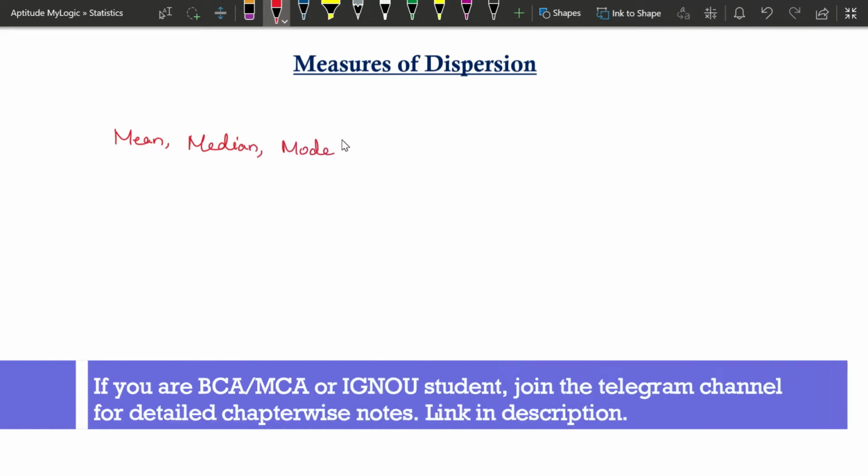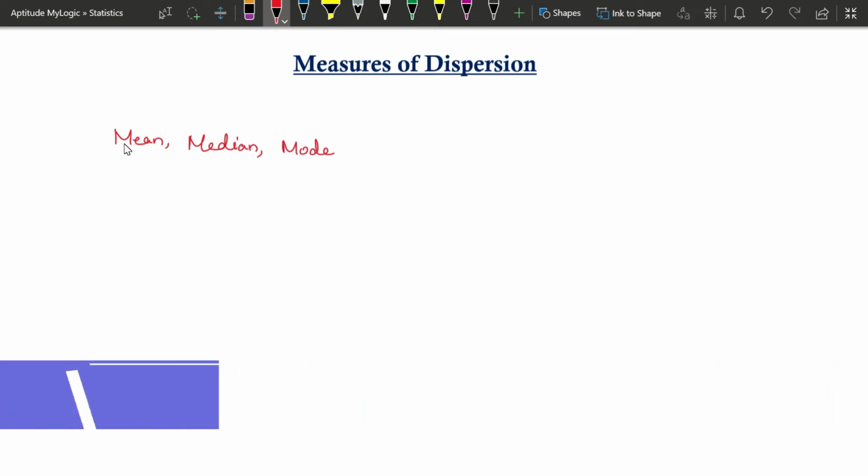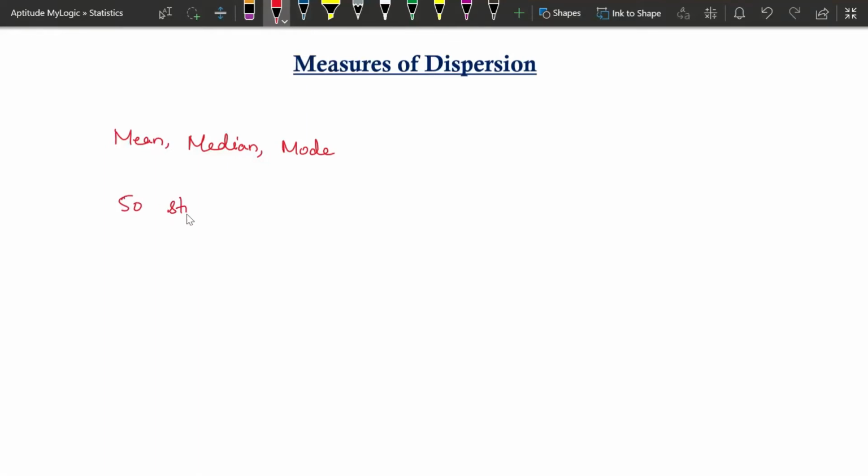What is mean? It is the average of all the values. Median is the middle value and mode is the most repeated value. So when we have these central measures, usually we use this to represent the entire data. For example, if I have to tell the average maths marks of all the students in a classroom, I will take all the maths marks. Suppose we have 50 students. We will take maths marks of all these 50 students. We will add it and divide by 50 to get the average marks of 50 students.